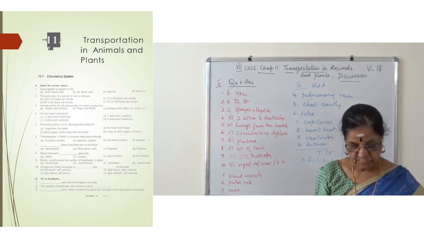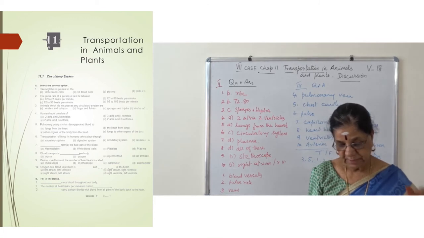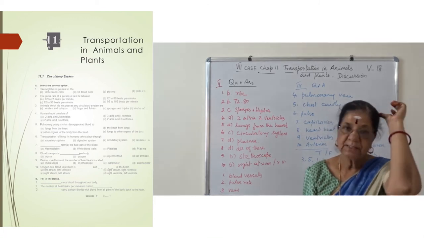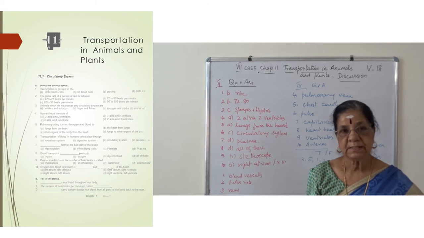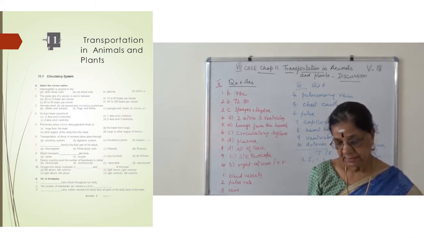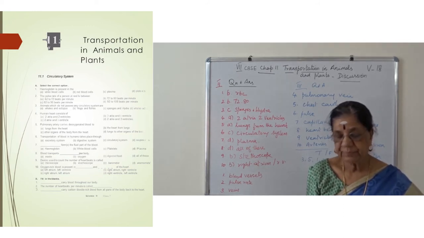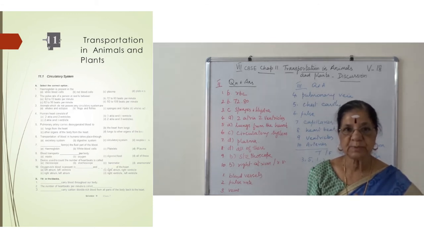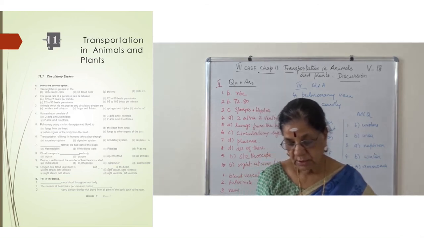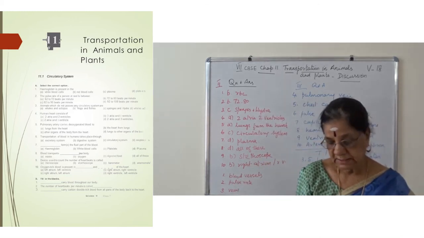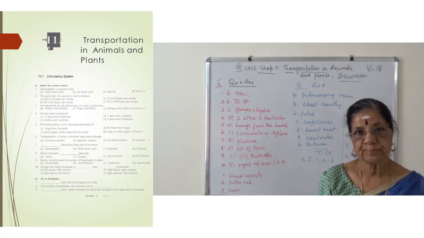Then the 8th one, blood transports waste, oxygen, digested food, all of these. So the answer is all of these. Then the device used to count the number of heartbeats is called a stethoscope. Doctors keep a stethoscope, and the device used to count the number of heartbeats is called a stethoscope.